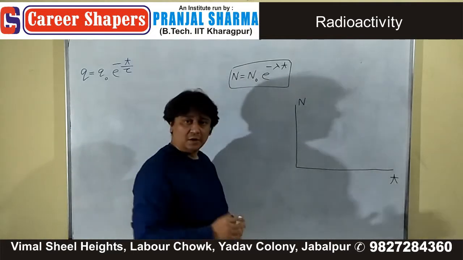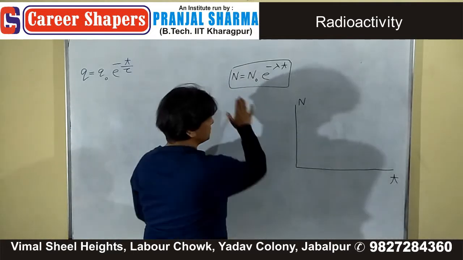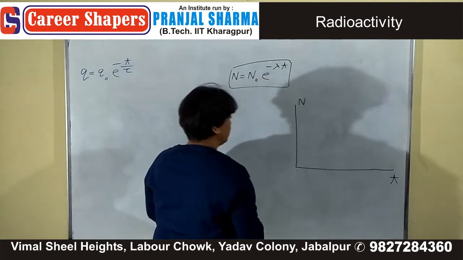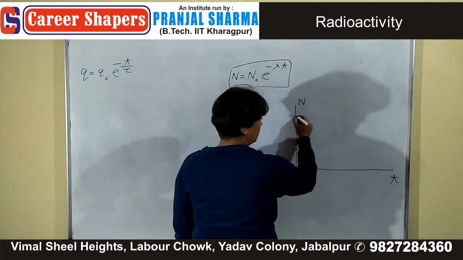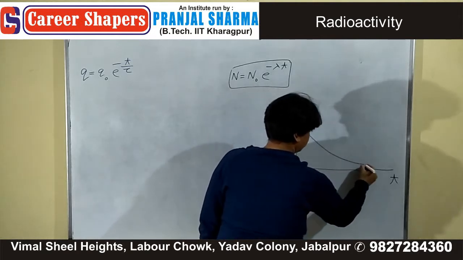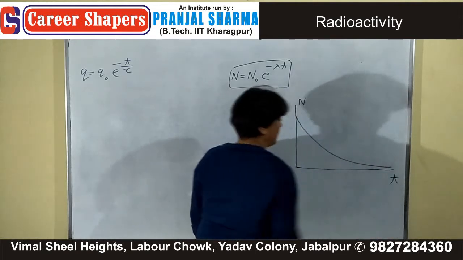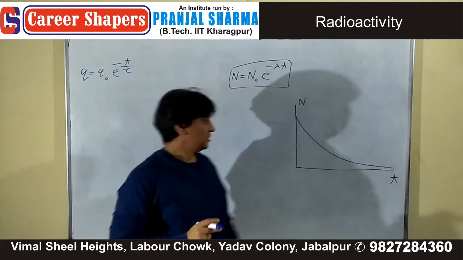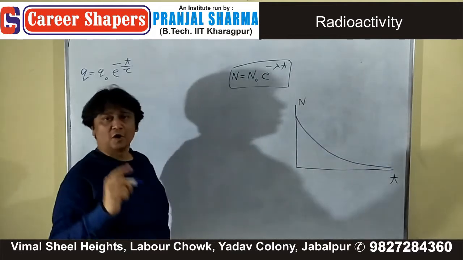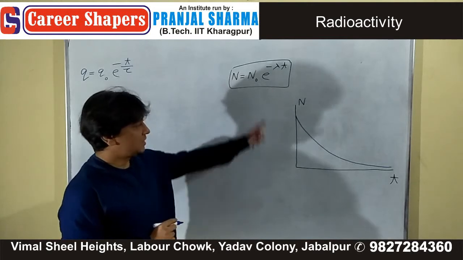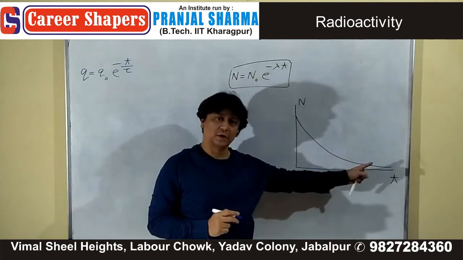Graph cannot be a straight line because this is not of the format y equals mx type. And therefore remember, graph will be like this. And if you remember discharging of a capacitor or decay of current in an inductor, then the graph was like this only.